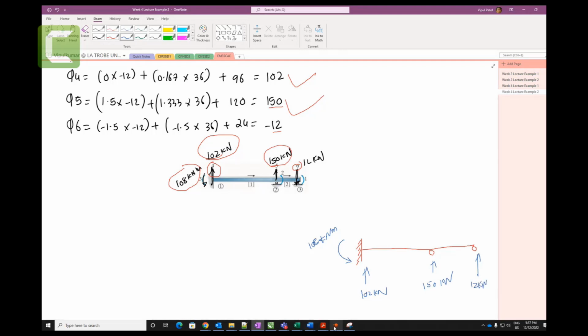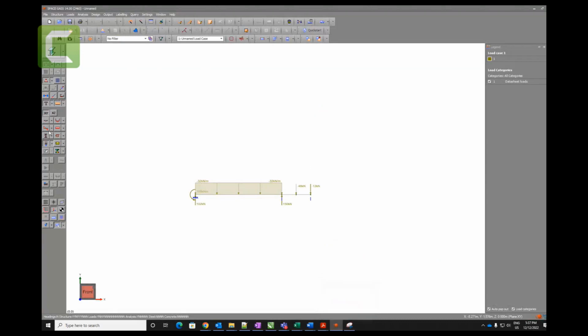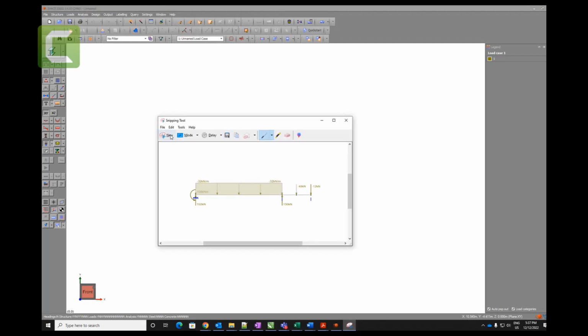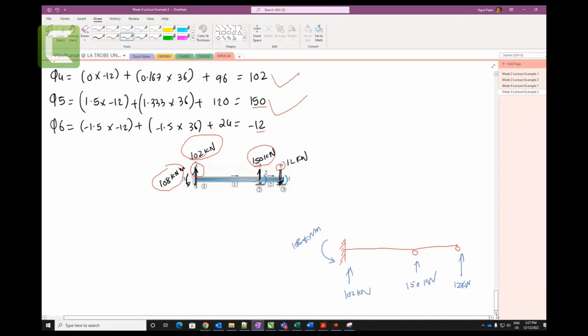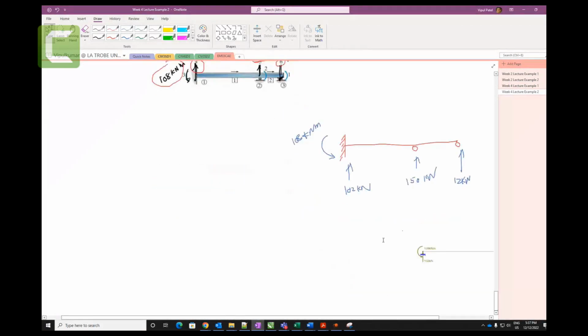And then from Space Gass, what you can do is, let's say you want to hide everything. I don't want loading, and I just want this, using the snipping tool. Copy. So that is the free body diagram from the hand calculations, and this is the diagram from Space Gass. You can see the results 102, 102, 108.